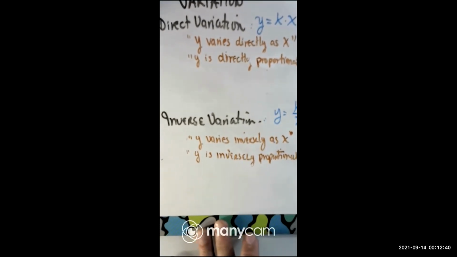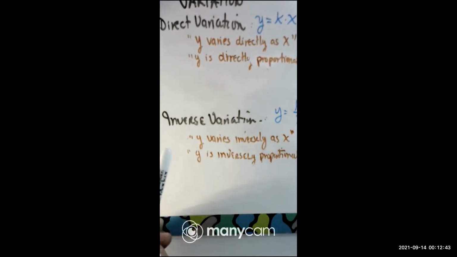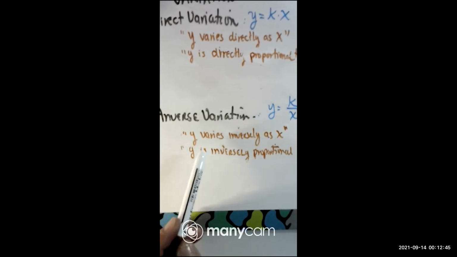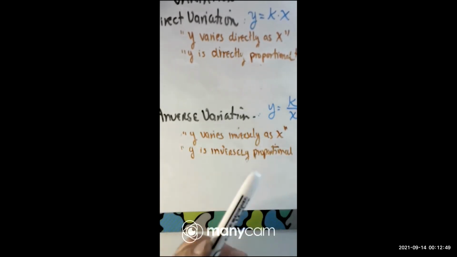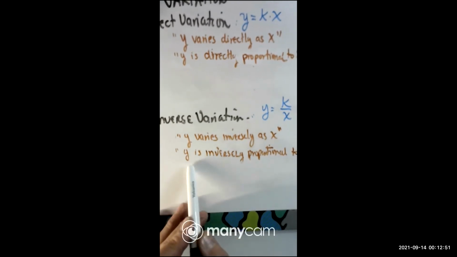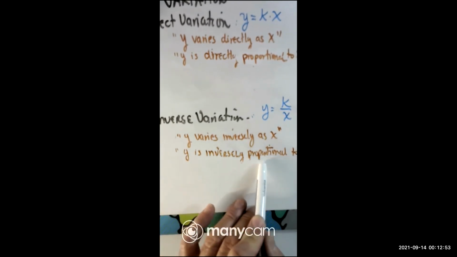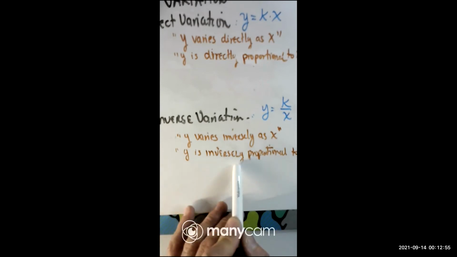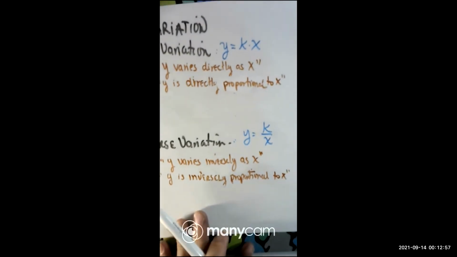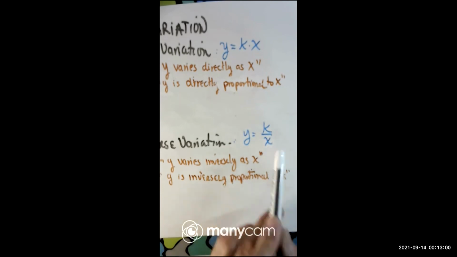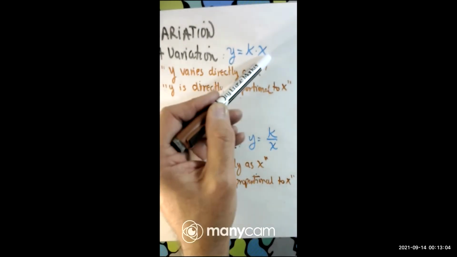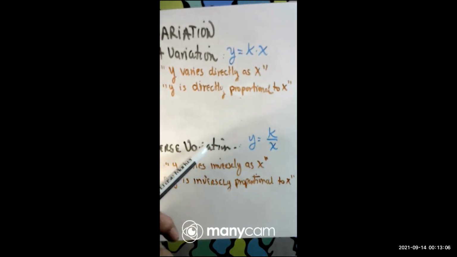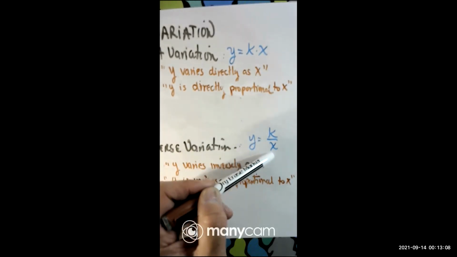Similarly, you might hear inverse variation. How do we know it's an inverse variation? You will hear the following: y varies inversely as x, or y is inversely proportional to x. And the formula will be y equals k over x. Recall, direct variation is y equals kx. Inverse variation will be y equals k over x.